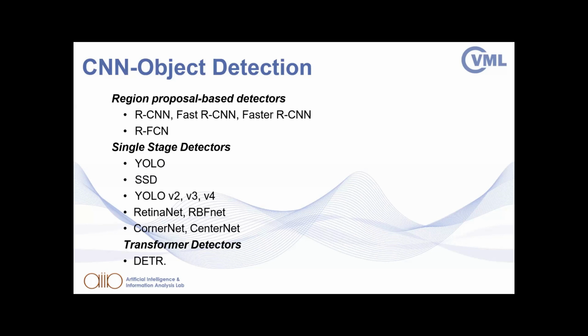Then there are the single stage detectors, which directly predict object classes and bounding boxes in a single step, which is faster than the previous region proposal-based detectors. Some examples include the YOLO family and others like RetinaNet and CornerNet. And finally, we have the transformer-based detectors. One example is the detection transformer, which combines transformers and CNN for end-to-end object detection.